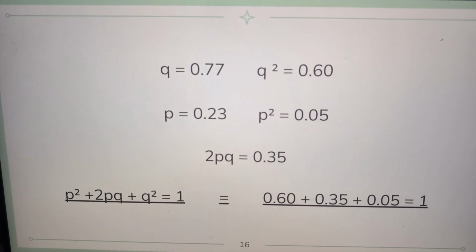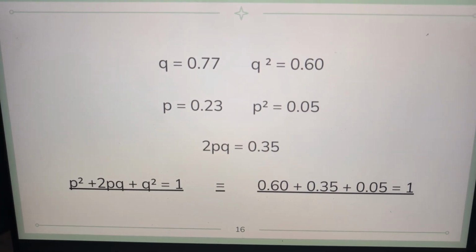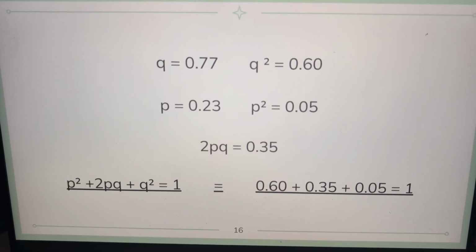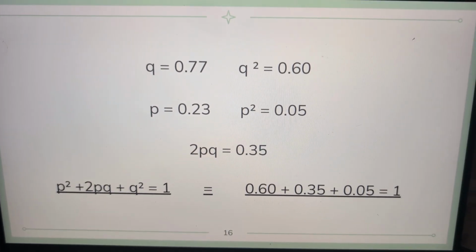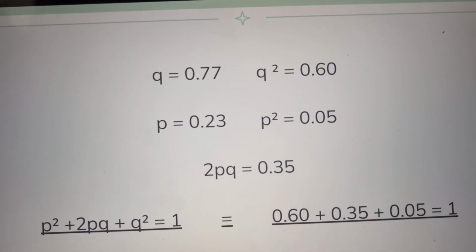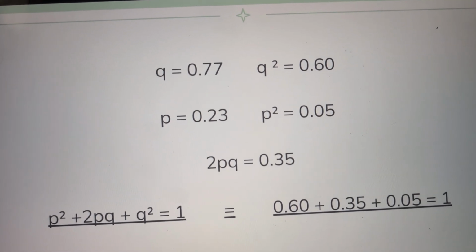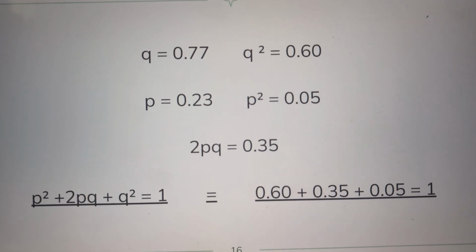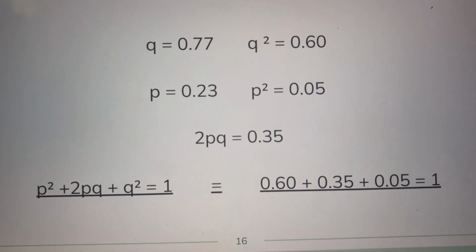All of our correct answers written out. q equals 0.77, q squared is 0.60, p is 0.23, p squared is 0.05, 2pq is 0.35, and our equation written out. In our population of 100, 77% have recessive alleles, 23% have dominant alleles, 5% are homozygous dominant, 60% are homozygous recessive, and 35% are heterozygous.